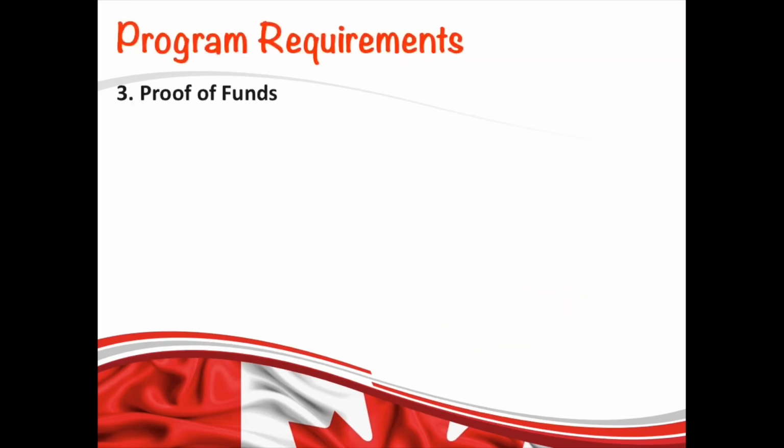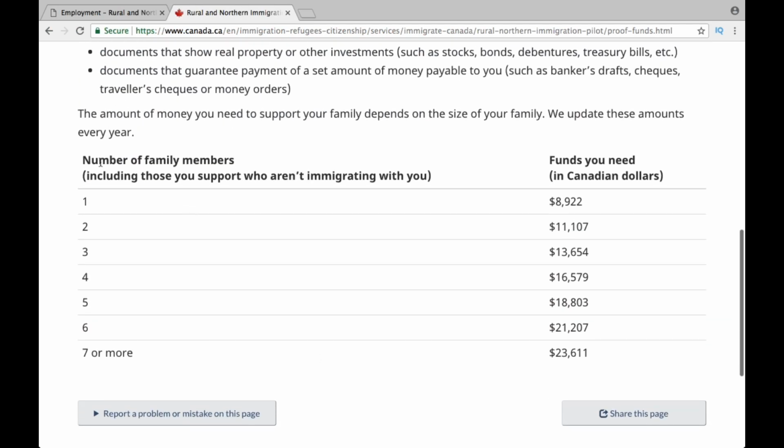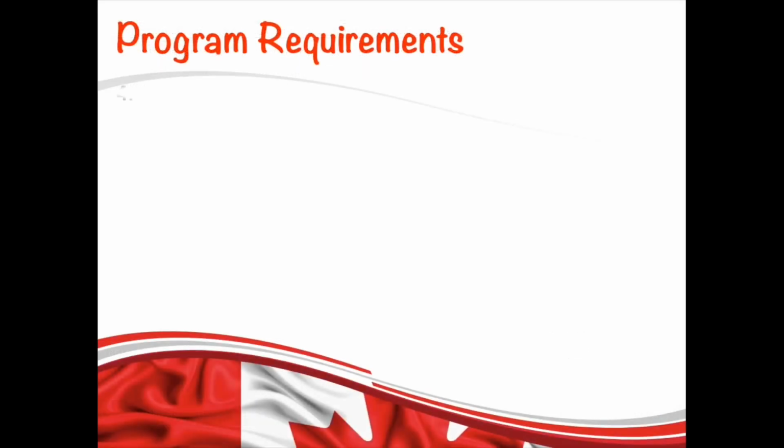The next requirement is the proof of funds, that you must show that you have enough money to support yourself and your family after you get to Canada. This is the table which mentions the amount of money that you need to show, and you must be able to use this money to pay the costs of living for your family even if they are not coming to Canada with you. And the amount that you need to show depends on the size of your family. Let's say if you are immigrating to Canada with your spouse, then you will need to show this much amount in Canadian dollars.